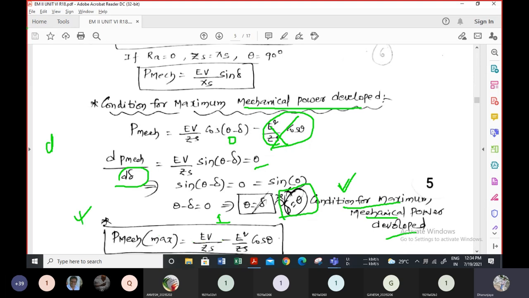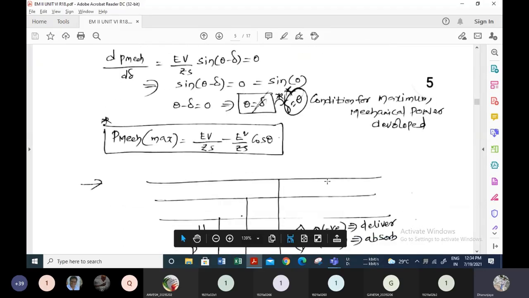They may ask you in competitive exams, for a 1 mark question, they will give the values of voltage E, V, ZS and theta, and ask you to find the maximum mechanical power. You need to remember or derive these formulas and substitute the values. Then only you can answer those. They will simply give the 4 options.